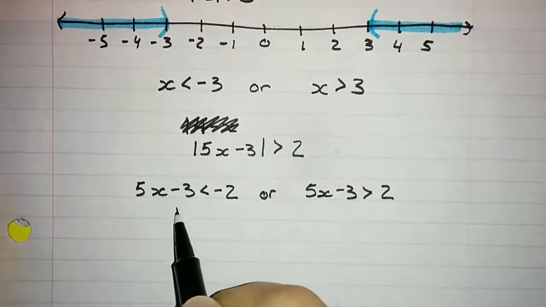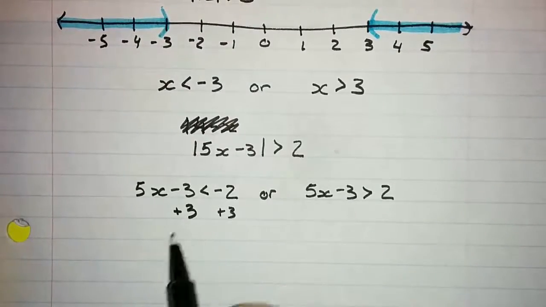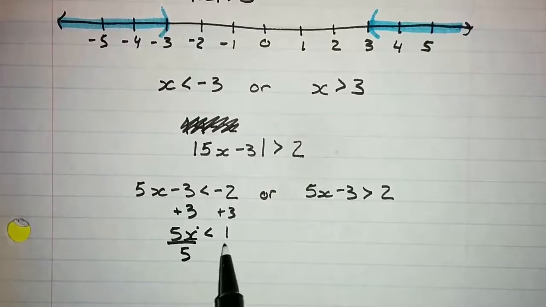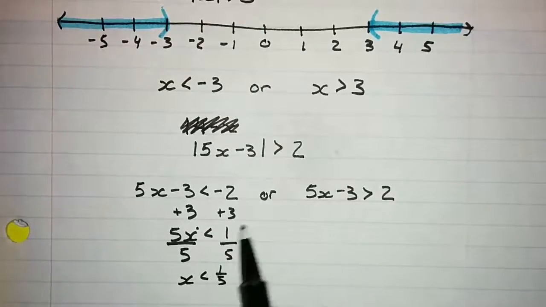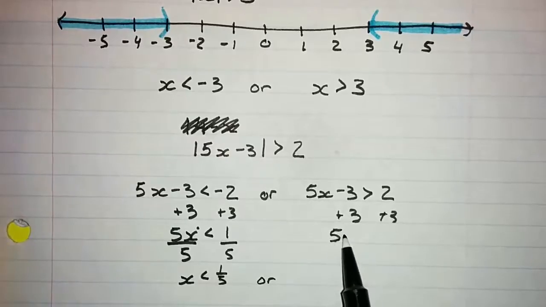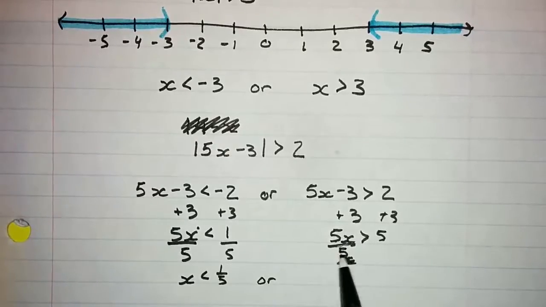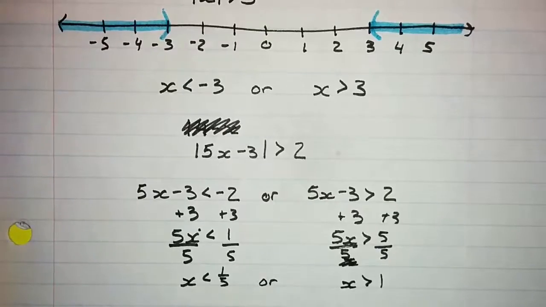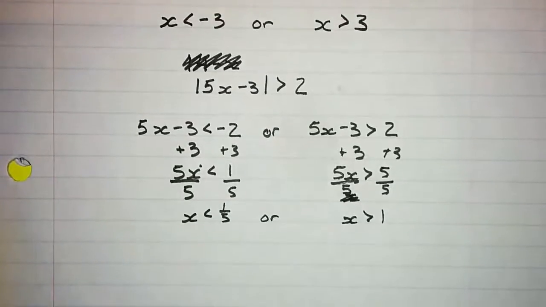Well, now we can solve each of these separately. I get x is less than 1/5, or x is greater than 1. So yeah, this really seems to work out, doesn't it? In fact, we can do this in general.